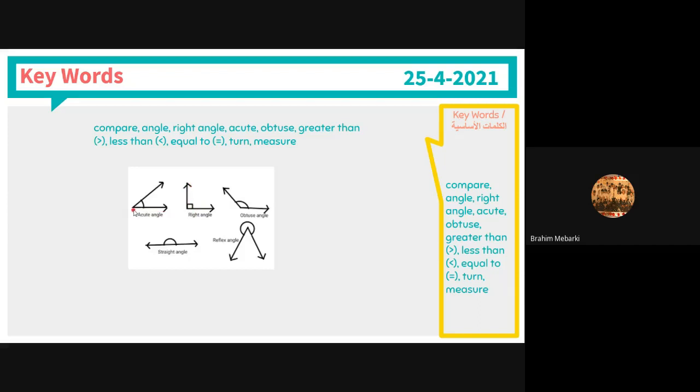Then this angle, if it's less than a right angle, we call it an acute angle. It's less, as you can see. And if it's greater than a right angle, we call it an obtuse angle. And this is a straight angle. This line is a straight angle. It means there is no angle here, actually. And this is a reflex angle. So what I want you today to focus on is these three types of angles: acute angle, right angle, and obtuse angle.